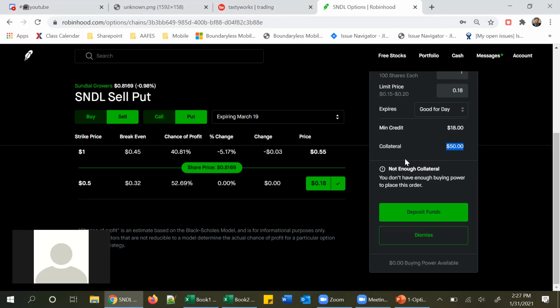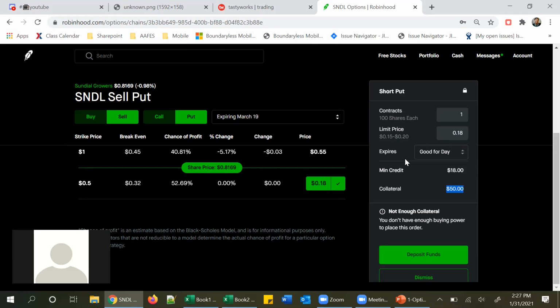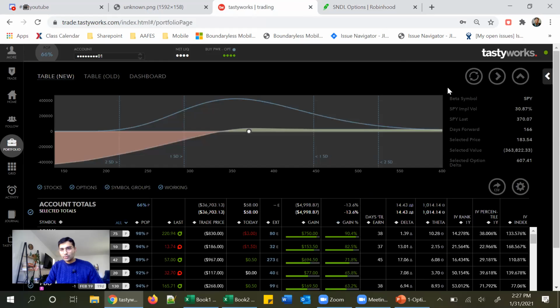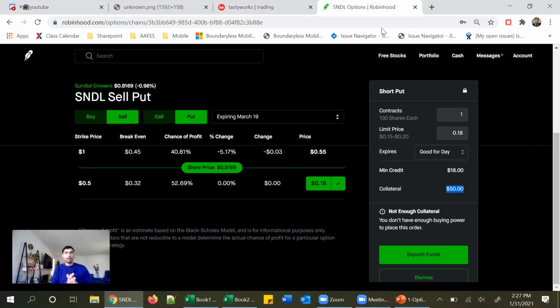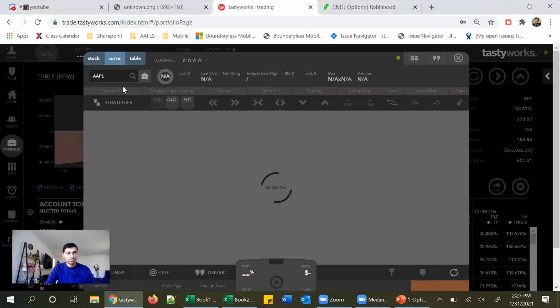Varun, does Tastyworks not need collateral, like it will not hold any collateral? Tastyworks is a margin account, so margin works a little differently. In a margin account, they also have this buying power concept. But in Tastyworks, the biggest advantage is that it will not take too much money. If Robinhood is taking $50 as collateral, Tastyworks will take less. I'll show you the example.